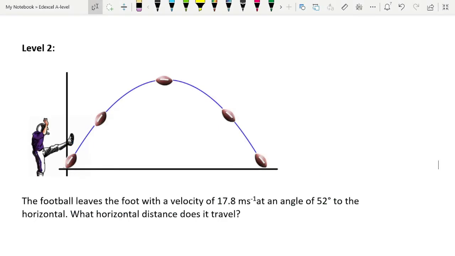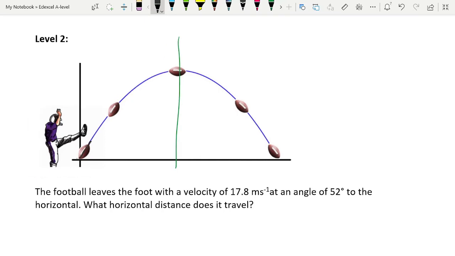Level 2 questions involve the entire arc, so it goes from the ground up into the air and down again. Our first level 1 was just this right-hand side half of it, and so now we're adding in an extra element to it, making it level 2. So again, we're going to follow our steps. Step 1, we said, was find the horizontal and vertical components. We know that the speed at which the ball leaves the foot is 17.8 meters per second, and we know that we have an angle of 52 to the horizontal. So once we've got that information, we can go ahead and calculate our vertical and horizontal components.